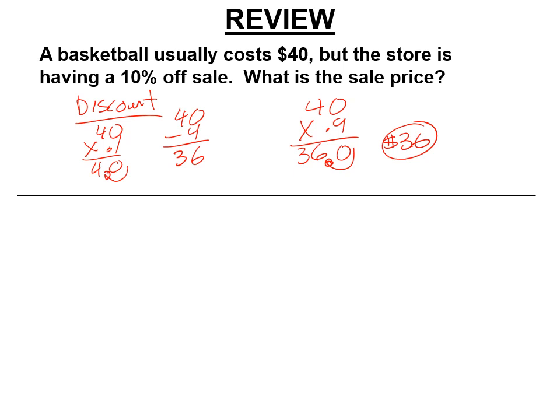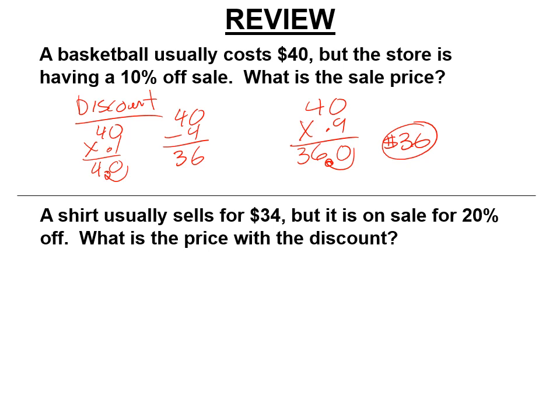But if you're asked for the discount, make sure you do the 10%. If you're asked for the sale price, you do the 90%, the $36. A shirt usually sells for $34, but is on sale for 20% off. What is the price with the discount?